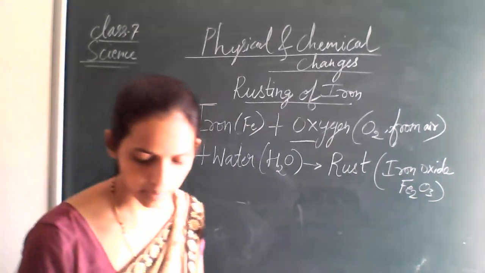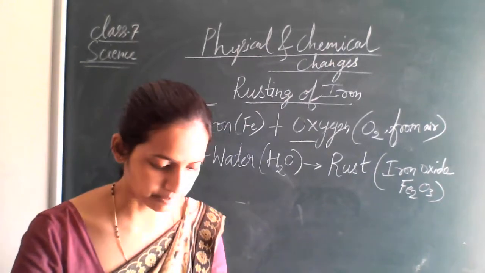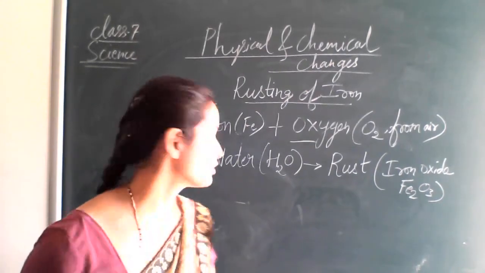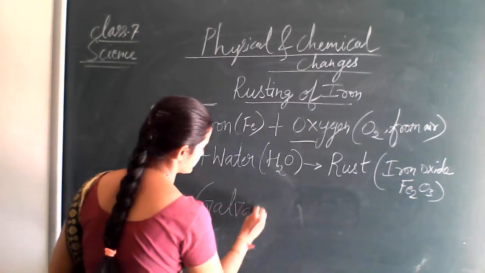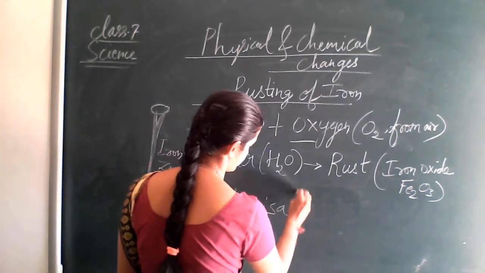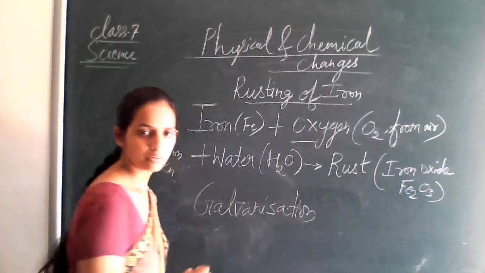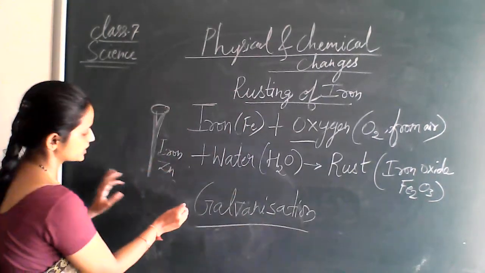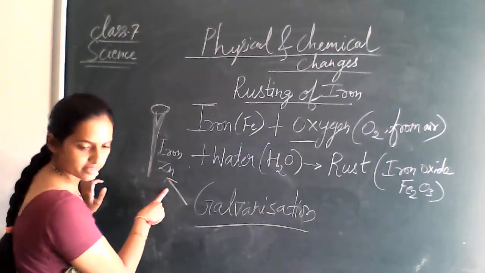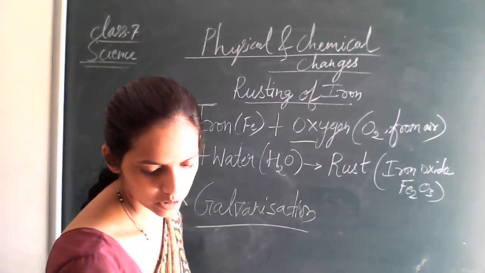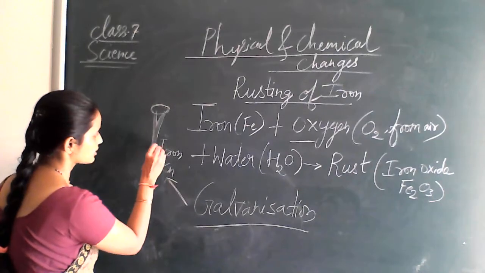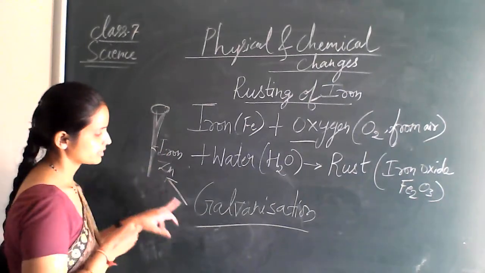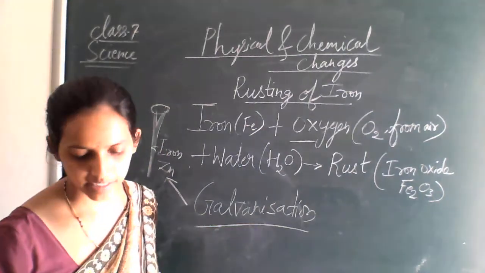What happens? That process is called your galvanization. Galvanization. So depositing of zinc, depositing a layer of zinc on the surface of iron, that we call galvanization.